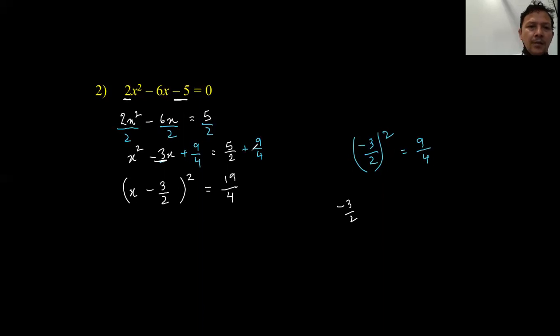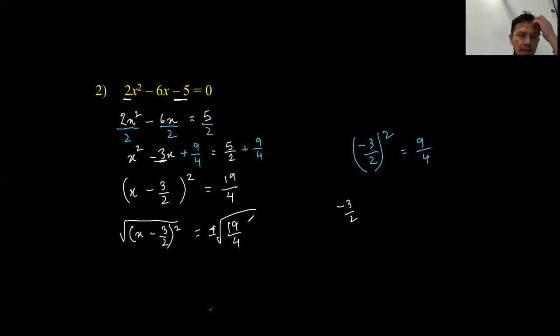Now the next step, as usual, is to find the square root of both sides. So the square root of (x minus 3 over 2) all squared equals plus or minus the square root of 19 over 4. Then the square root takes away the square over there, and we have x minus 3 over 2 equal to plus or minus root 19, and root 4 is 2.